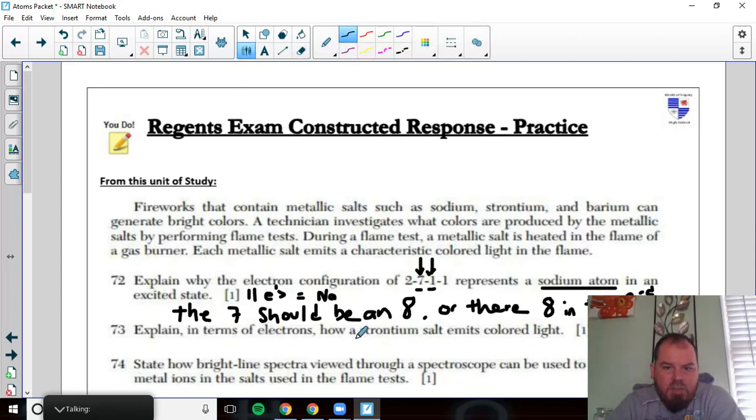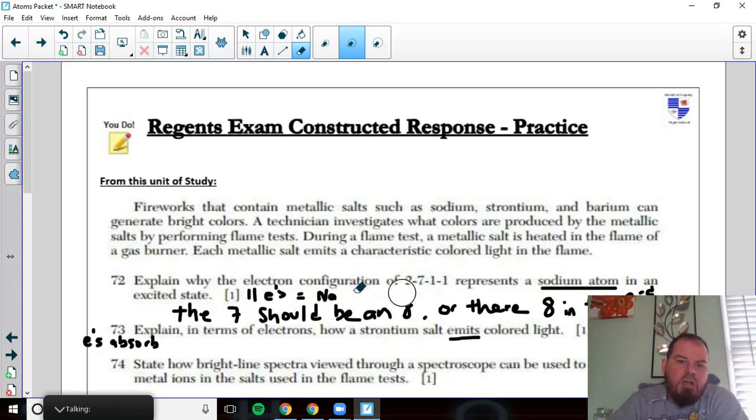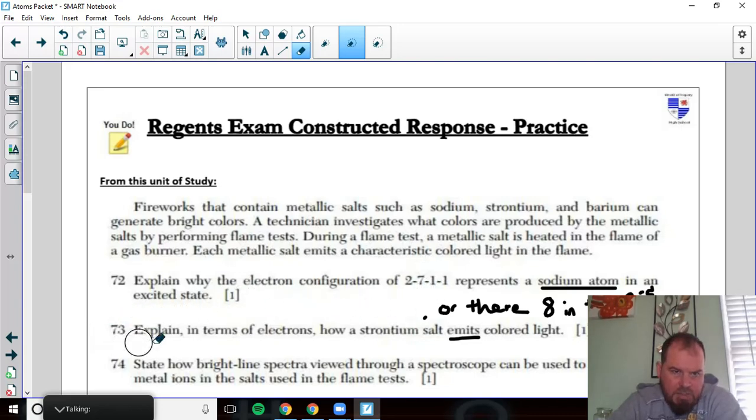To explain in terms of electrons how strontium salt emits colored light. So electrons absorb energy. Basically this question is about excited electrons. As soon as you see emits light, you need to be able to say, and actually I don't need to write this all down, right? You guys can just listen to the words I'm saying. I'll just talk you through it because it's going to take too long to write it, and then it's not really going to help you as much.